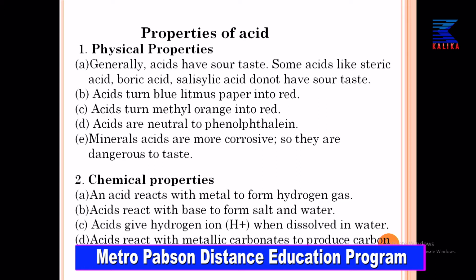Similarly, acid turns blue litmus paper red. If you dip wet blue litmus paper into the acid, the color must change into red. Similarly, with another indicator, methyl orange, the color must change into red for it to be an acid. For phenolphthalein, acid is neutral. The color of phenolphthalein does not change with acid. The color of phenolphthalein changes only in base.